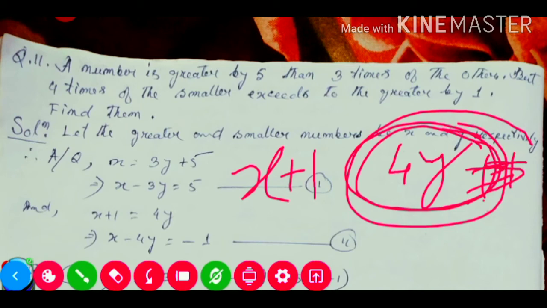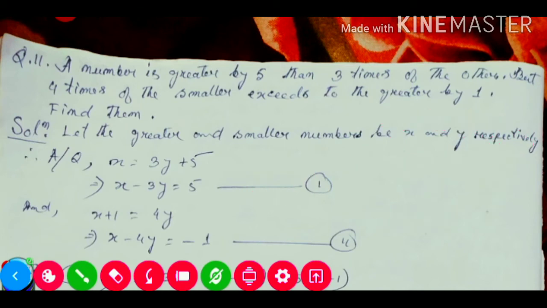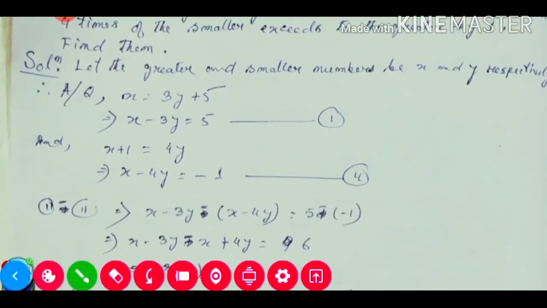So x plus 1 is equal to 4y. So x plus 1 is equal to 4y. Now 4y will shift to the left hand side, so it will be minus 4y. And 1 will shift to the right hand side, so it will be minus 1. So this is equation number 2.